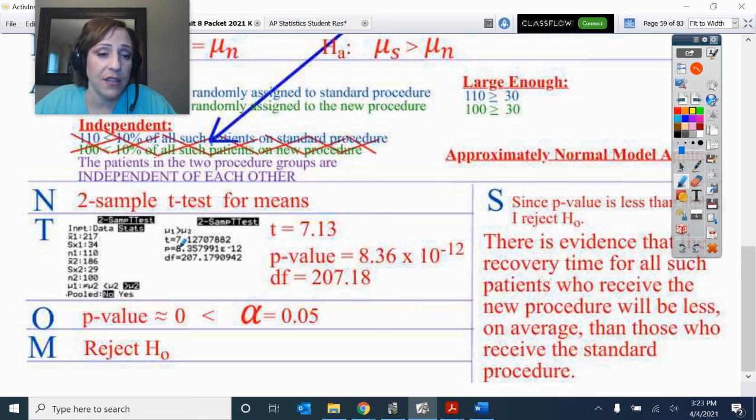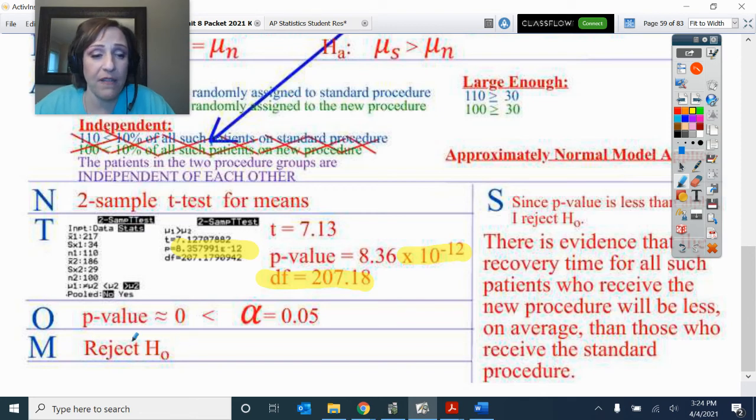Now, look at this p-value. There is no such thing as an 836% chance of finding this sample or something more extreme. Don't forget to look at the end. And do not write e to the negative 12. This is 8.36 times 10 to the negative 12. Make sure you write the degrees of freedom. The p-value, which is basically 0, is less than alpha.